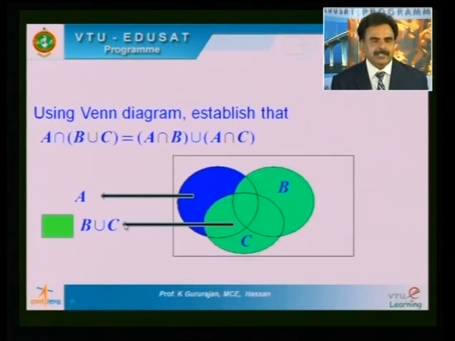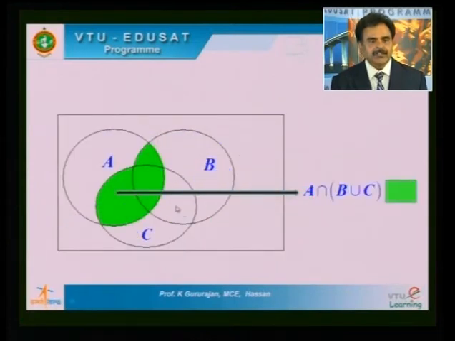Now you have to consider the intersection with A. I have to consider the intersection of A and B union C. Please note here, it is A. Now this portion is B union C. Now what is the common portion to A and B union C? You can notice that this portion is common to A and B union C. Am I right? So if I shade this, I will get the following.